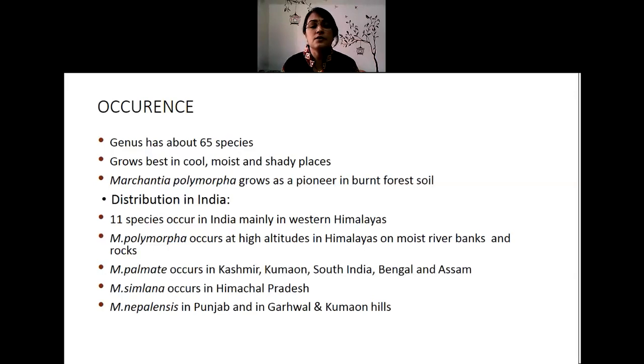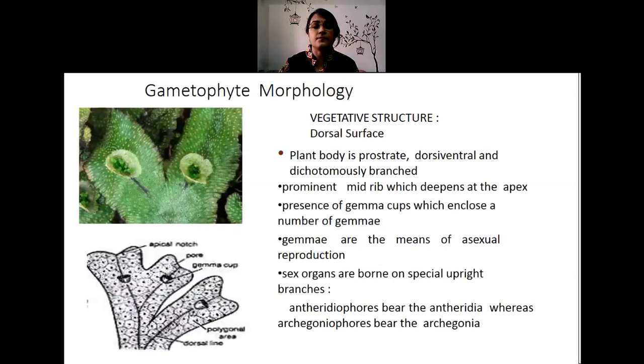Seeing its distribution in India, there are 11 species which occur in India, mainly in the western Himalayas. Marchantia polymorpha occurs at higher altitude in the Himalayas on moist river banks and the rocks of the Himalayan belt. Marchantia palmata occurs in Kashmir, Kumaon, South India, Western Ghats. Marchantia simlana occurs especially in Himachal Pradesh. And Marchantia nepalensis is very widely distributed in Punjab and the Garhwal hills of the Himalayas.